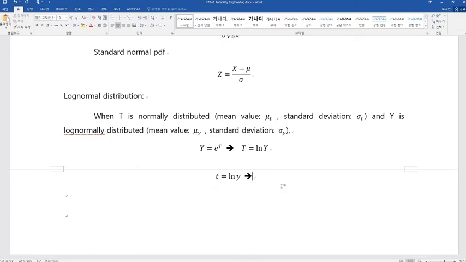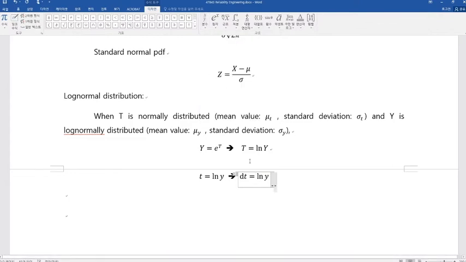So what it means is that if we take the derivative of t, so dt, so if we take the derivative of log y, then it is going to be 1 over y. So the derivative of log y will be 1 over y. And dy will be placed here.